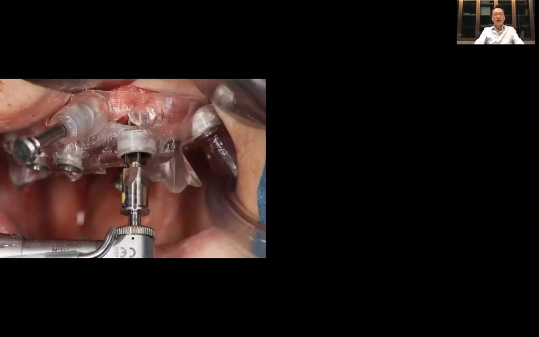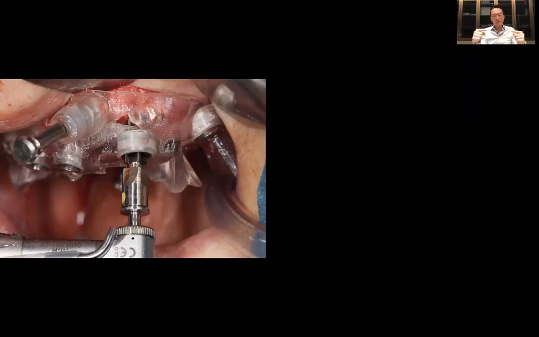Okay, so after I check the initial pilot drilling, I will actually put the surgical guide back on, okay? And because I have the 3 indexing pins in place, I can know my surgical guide is back to the desired or the original position. And then I can move on, start drilling, continuing my osteotomy preparation.